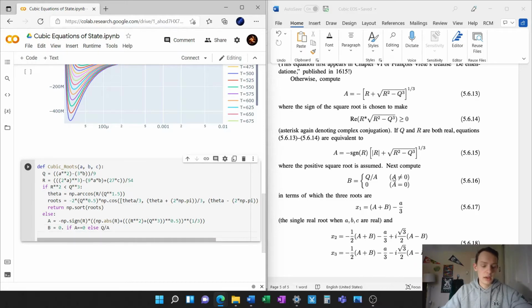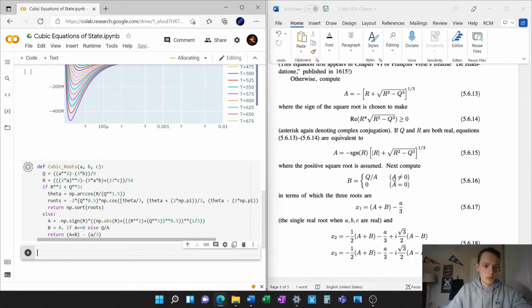And what are we going to return here? Well, we are going to return one root, and this is defined as, let's see, x1, so this is a plus b minus a over 3. And it looks like we're good.